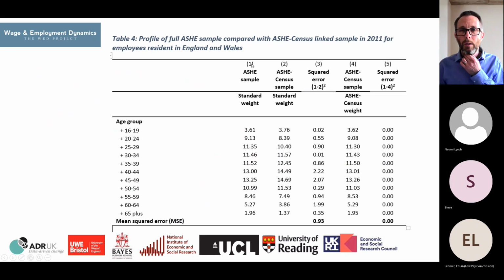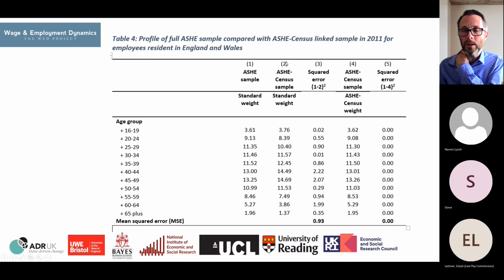In column 1 here, we have the full ASHE sample. So for people in England and Wales, it's the 163,000 records. And here you can see their profile by age. For example, we have 13.25% aged 45 to 49. So if you look at the 45 to 49 age group, 13.25% of employees in the full ASHE sample for England and Wales, once we use the standard ASHE weight, are aged 45 to 49.